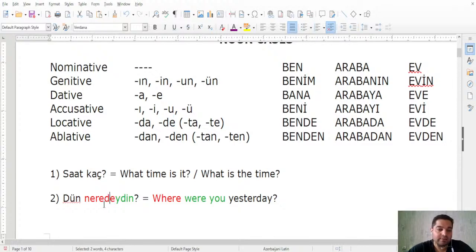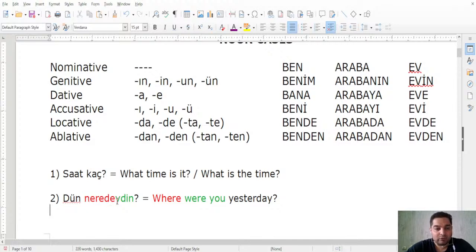So dün nerede, that's basically how we ask where you were, when we mean at, somewhere in a specific location. If nere means location, nerede means in which location. That's the better version of where, because where is not modifiable. Where is the same in all possible cases in English, but nerede means at which location, okay?